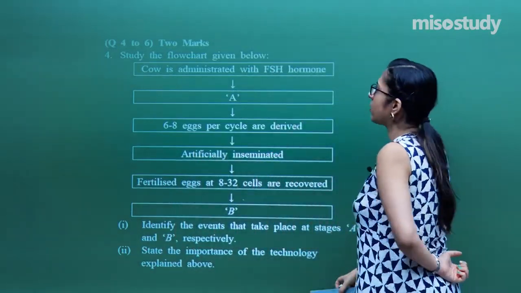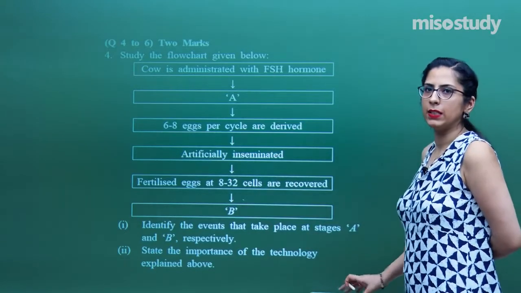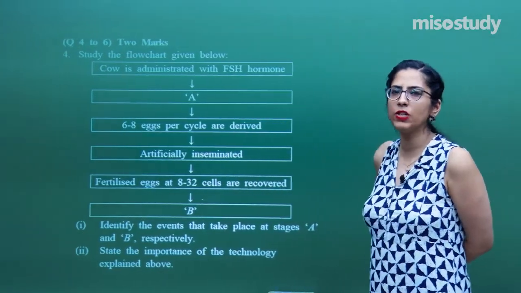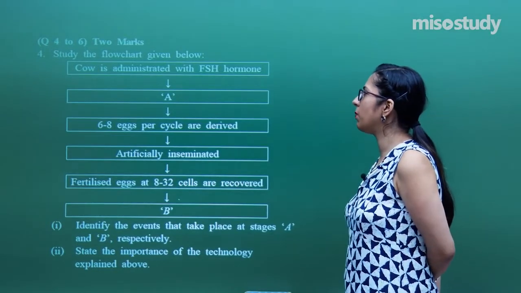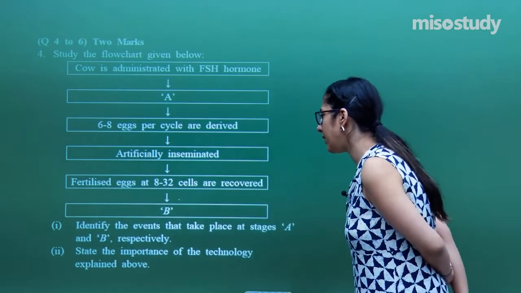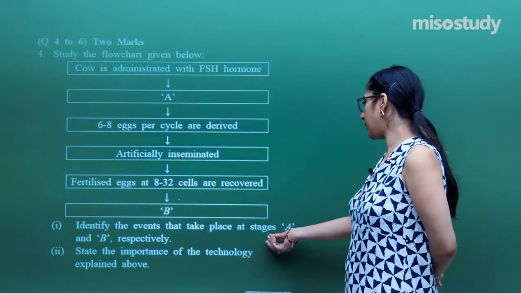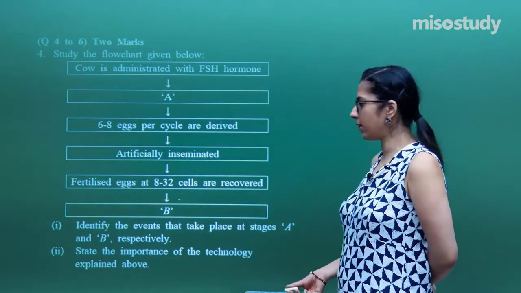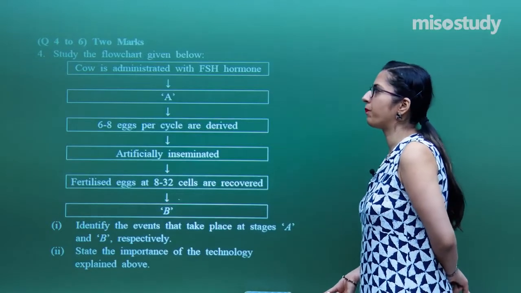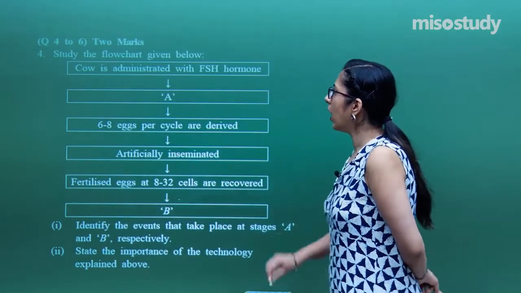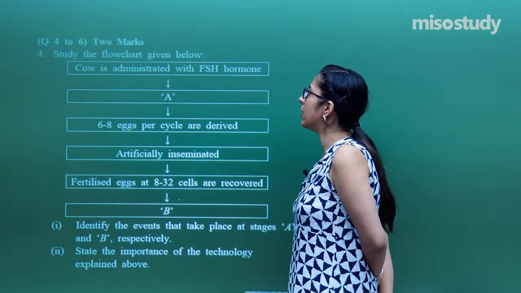This is also related to MOET, multiple ovulation embryo transfer. Study the flow chart given below and first identify the event that takes place at stage A and B respectively. State the importance of the technology explained above. Now, a cow is administered with FSH.